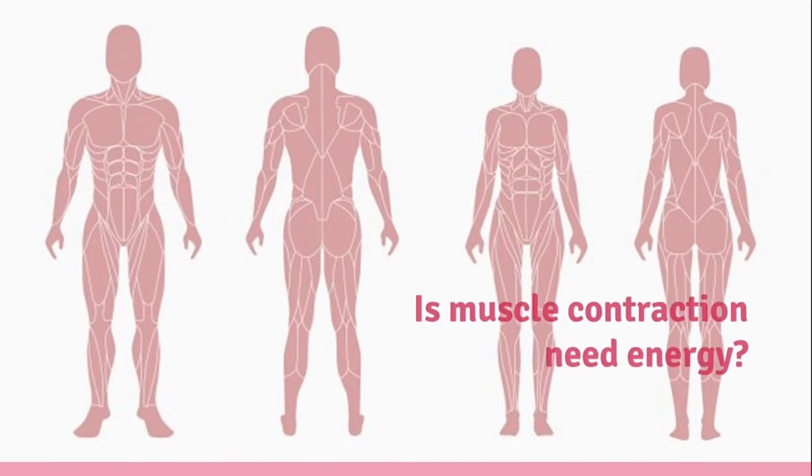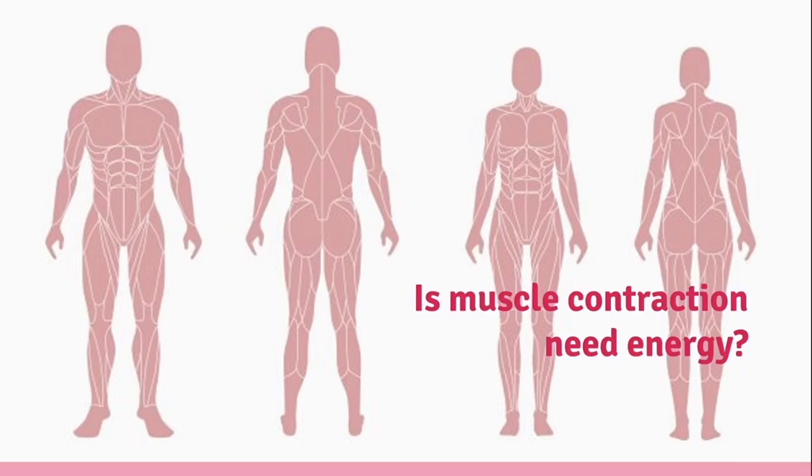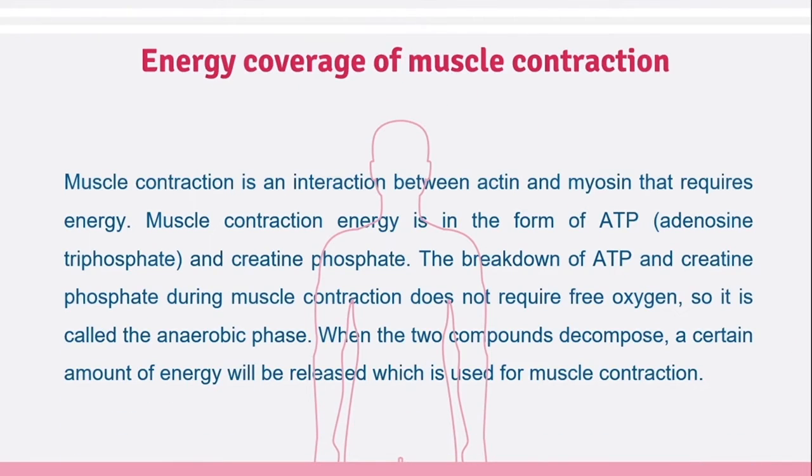Does muscle contraction need energy? The answer is yes. Muscle contraction is an interaction between actin and myosin that requires energy in the form of ATP and creatine phosphate. The breakdown of ATP and creatine phosphate during muscle contraction occurs in the anaerobic phase. When the two compounds decompose, a certain amount of energy is released, which is used for muscle contraction.